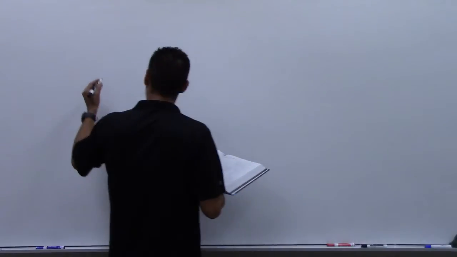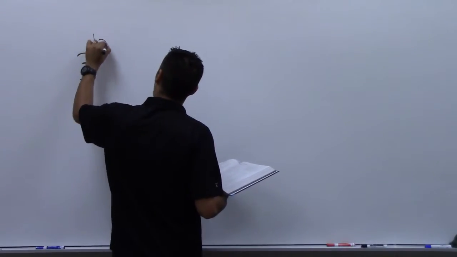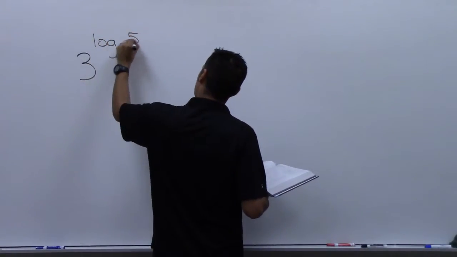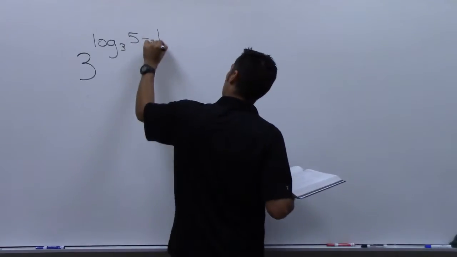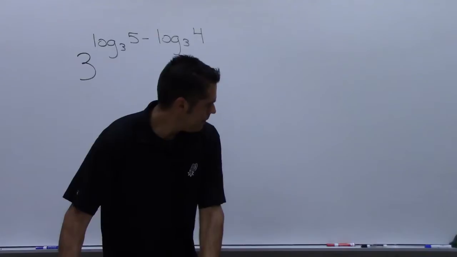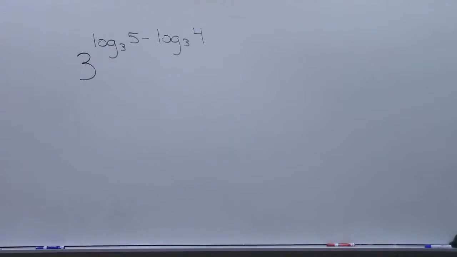Oh, I see. Okay. So you have 3 raised to the log base 3 of 5 minus log base 3 of 4. Is this correct? Is this the one you want me to do? Okay. That just looks ugly. I didn't give you anything exactly like that, so that may have caused some issues. Any ideas?